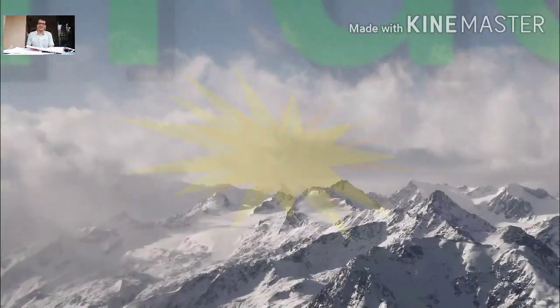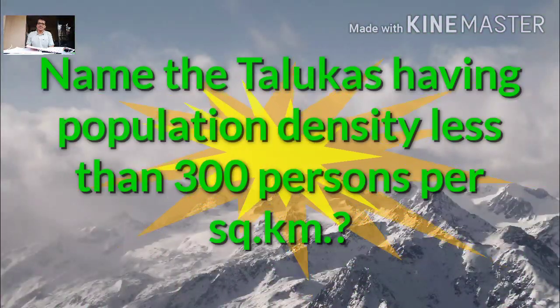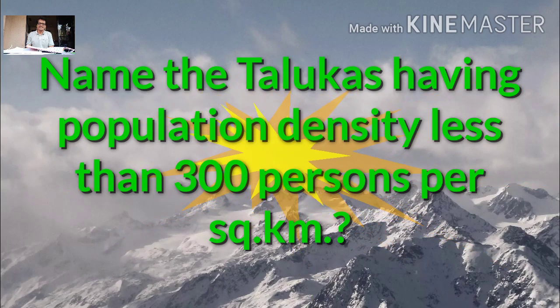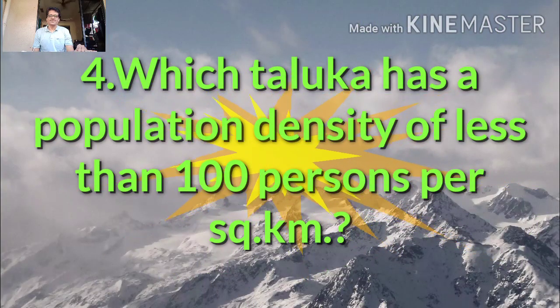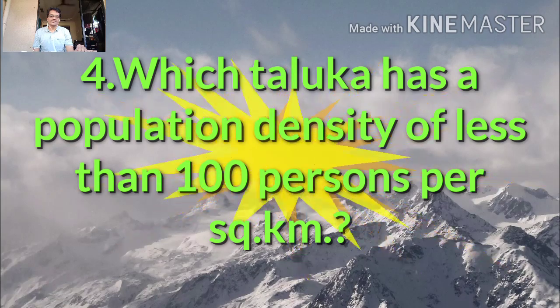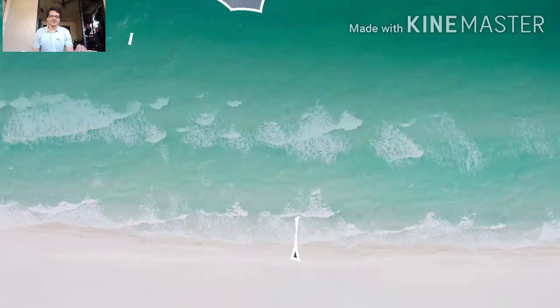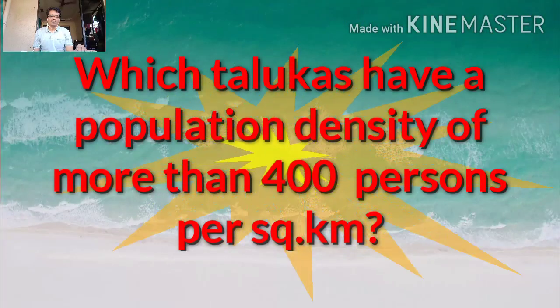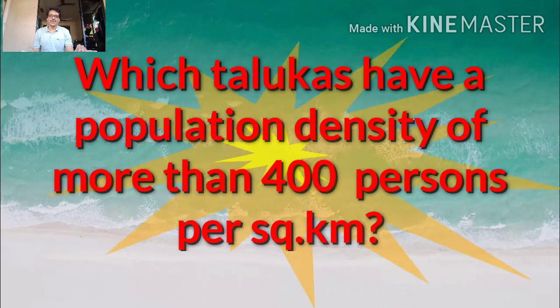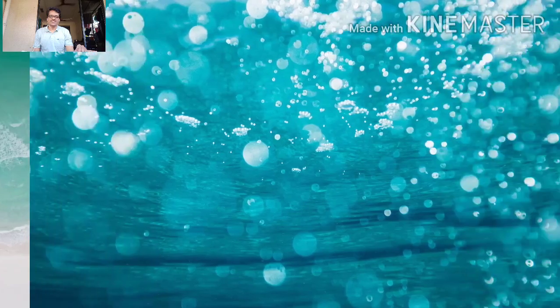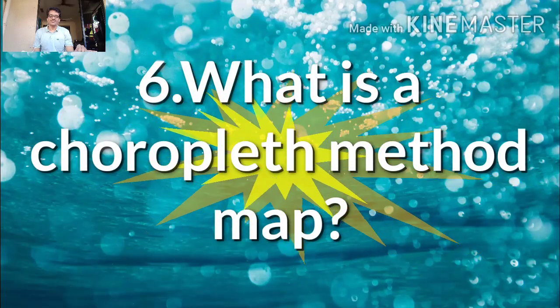And the third one, name the talukas having population density less than 300 persons per square kilometer? Fourth question, which taluka has a population density of less than 100 persons per square kilometer? Fifth question, which talukas have a population density of more than 400 persons per square kilometer? And the last question, what is a choropleth method map?